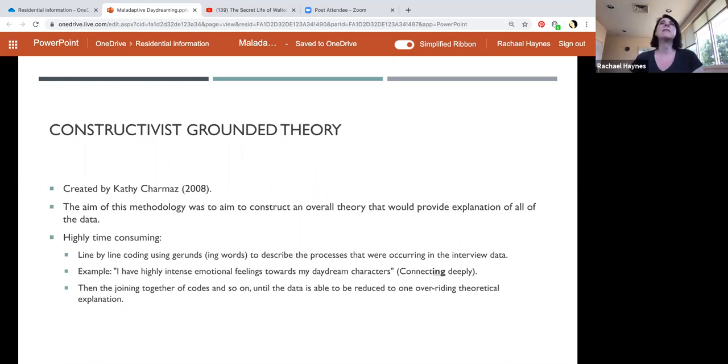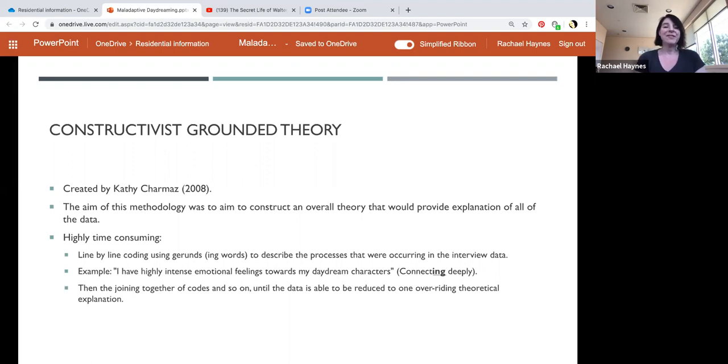Now that means that the traditional one means that the researcher is a blank slate, okay, does not have any interaction at all, and just analyzes the data, okay. The second one is interactionist. That means that yes, the researcher is interacting with the data. But the third one, which I chose, constructivist grounded theory, means that I embed myself into the research to construct the theory. I'm completely involved. It's completely subjective. Now, the overall aim of the methodology is to construct an overall theory that provides explanation of all of the data, okay?